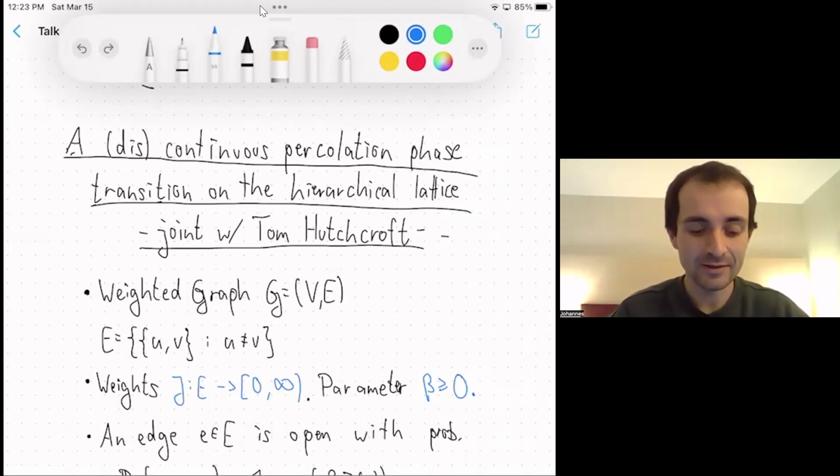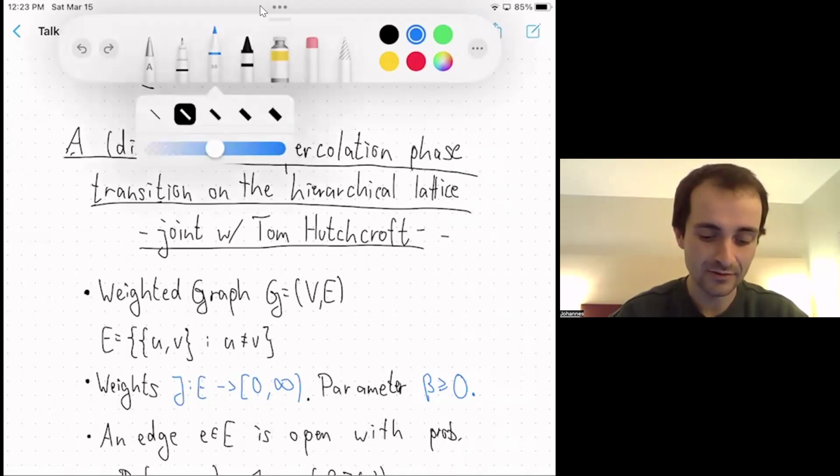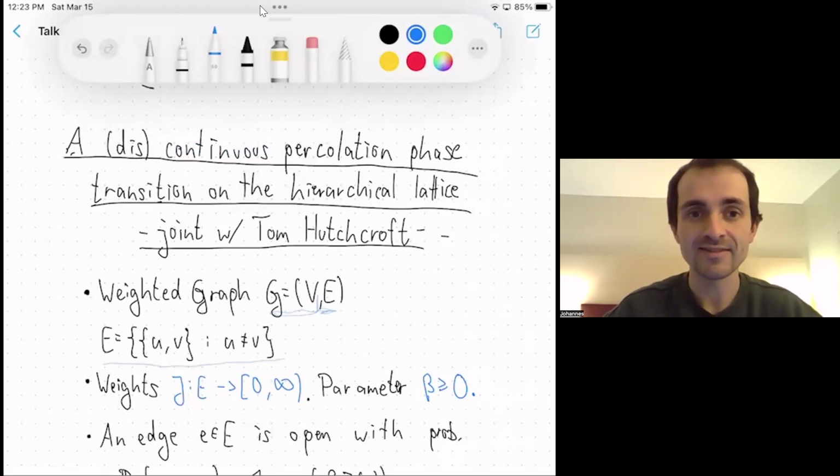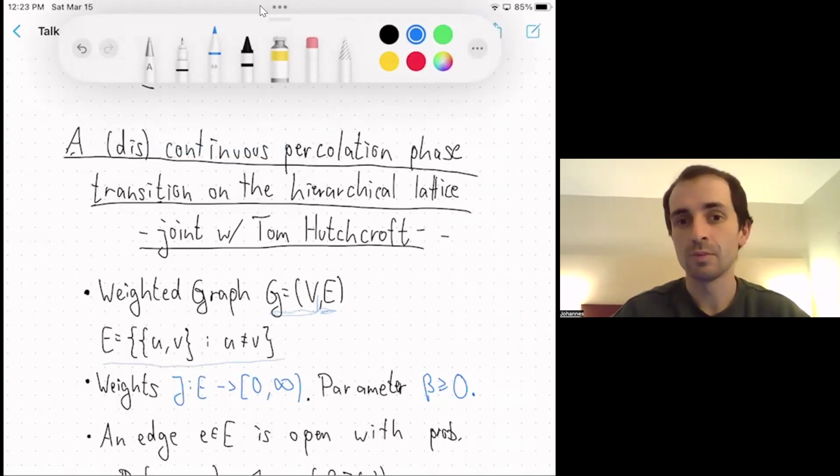For percolation, we will always start with a weighted graph G that consists of a vertex set and an edge set, and we will always assume that the edge set is the set of possible edges. So between each two vertices there's an edge. Now in percolation, edges can either be open or closed, and we're interested in the open component, so just the open edges. My rule for which edges are open is the following.